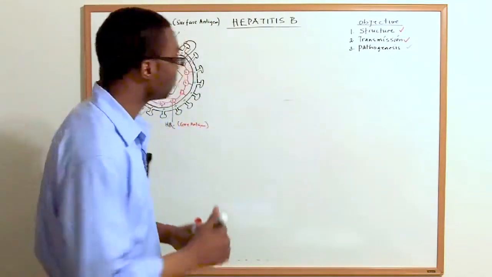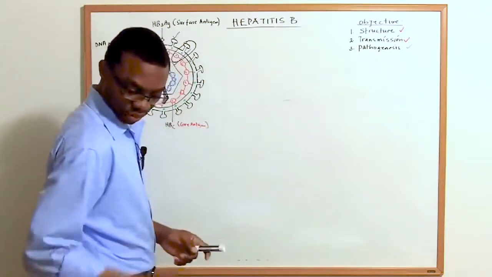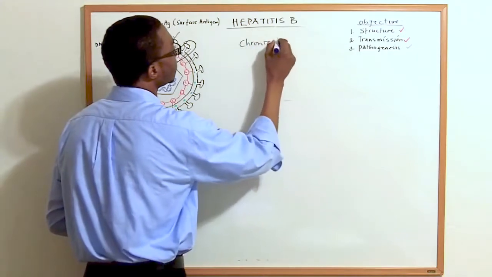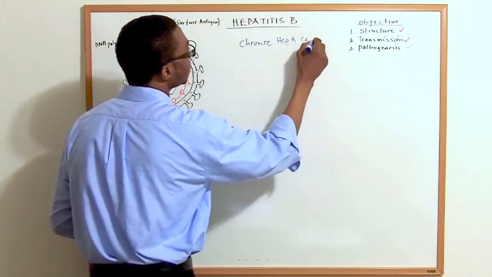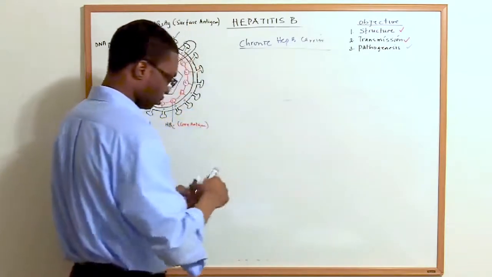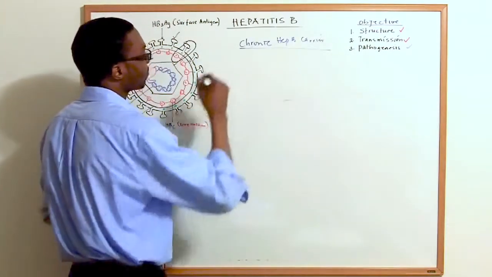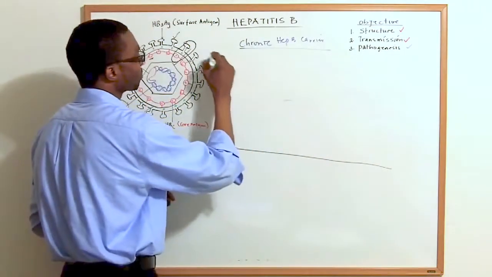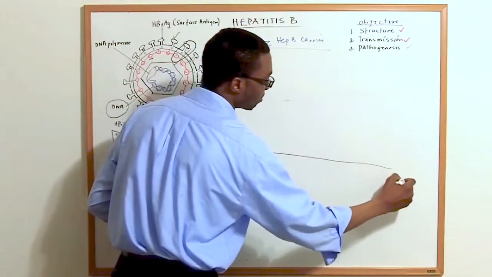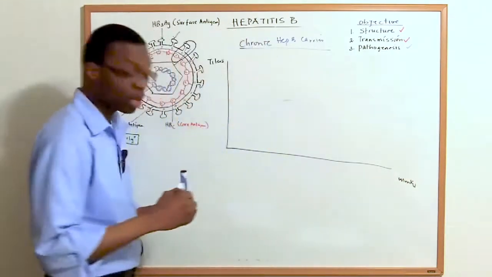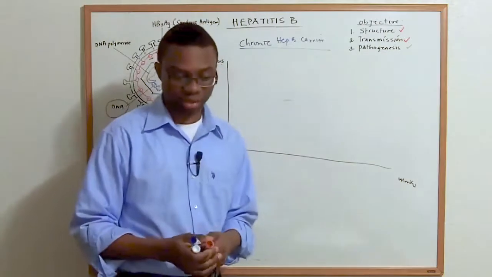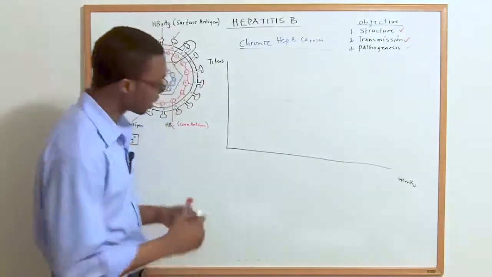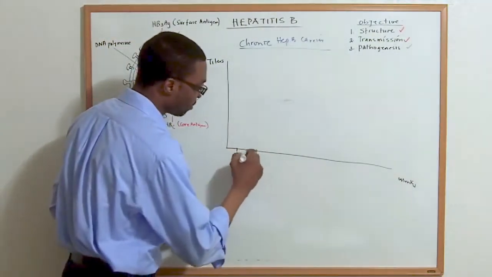So in a chronic hepatitis B carrier, let's use blue. Chronic Hep B carrier. Let's draw the graph. We have titers, and let's make it months in this case. So normally, this is what will happen in a chronic hepatitis B carrier, right? They'll get an infection, just like everybody else.